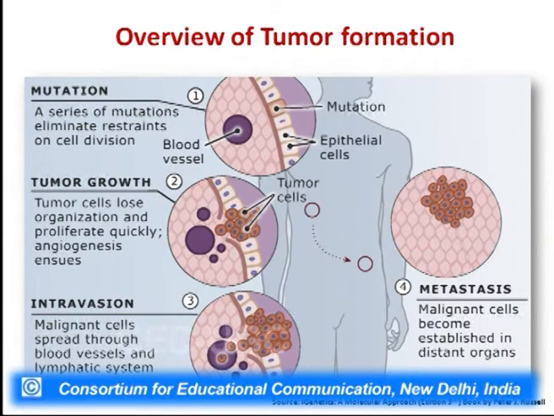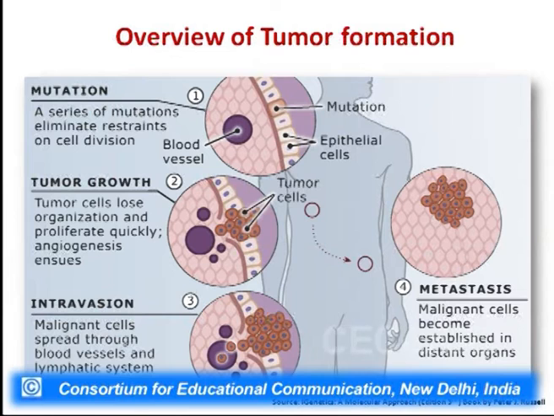Now, the third step which occurs is called intravasion, where these malignant cells which were localized at one position spread through the blood vessels and the lymphatic vessels to other parts of the body. And in the fourth stage, metastasis occurs, and the malignant cells become established in distinct organs.